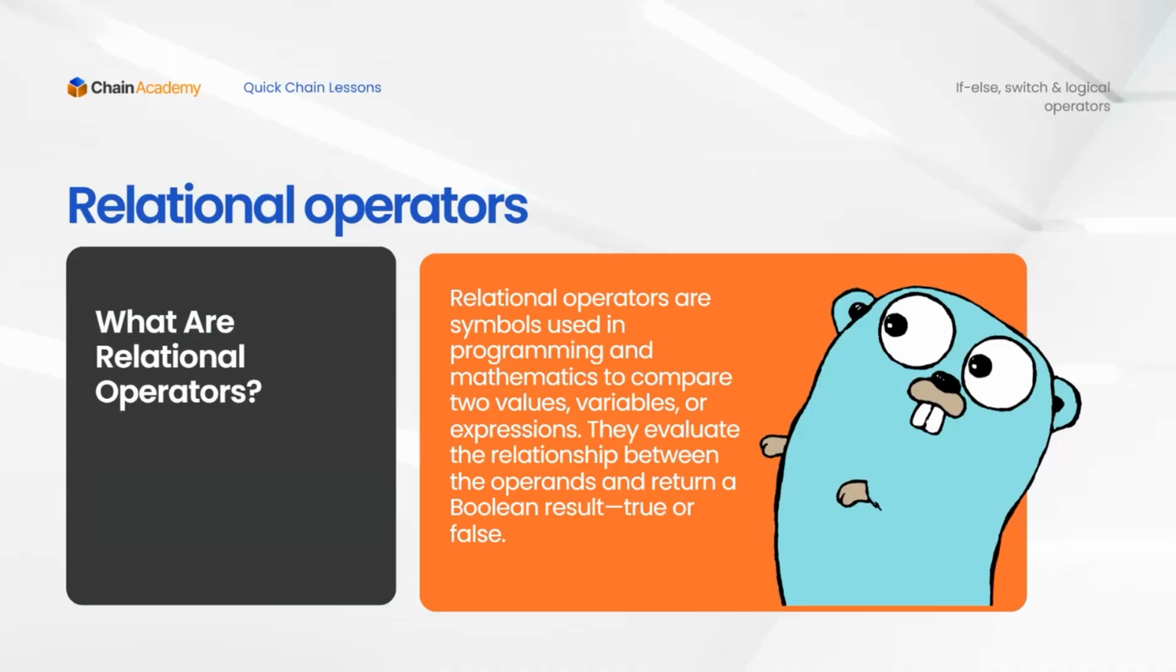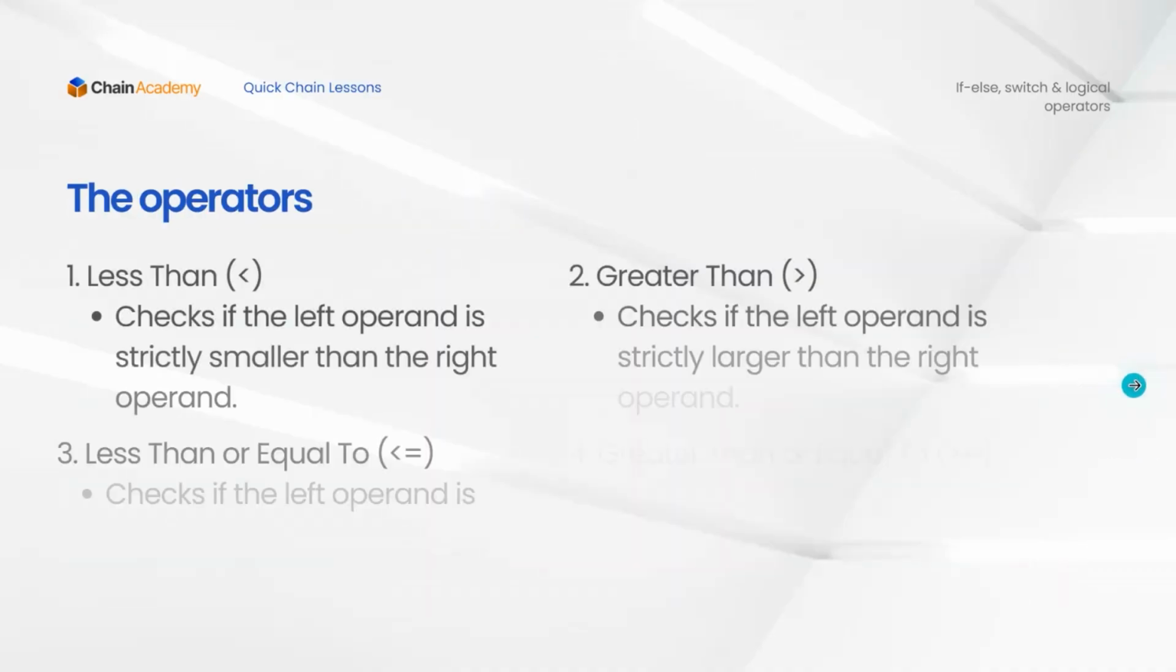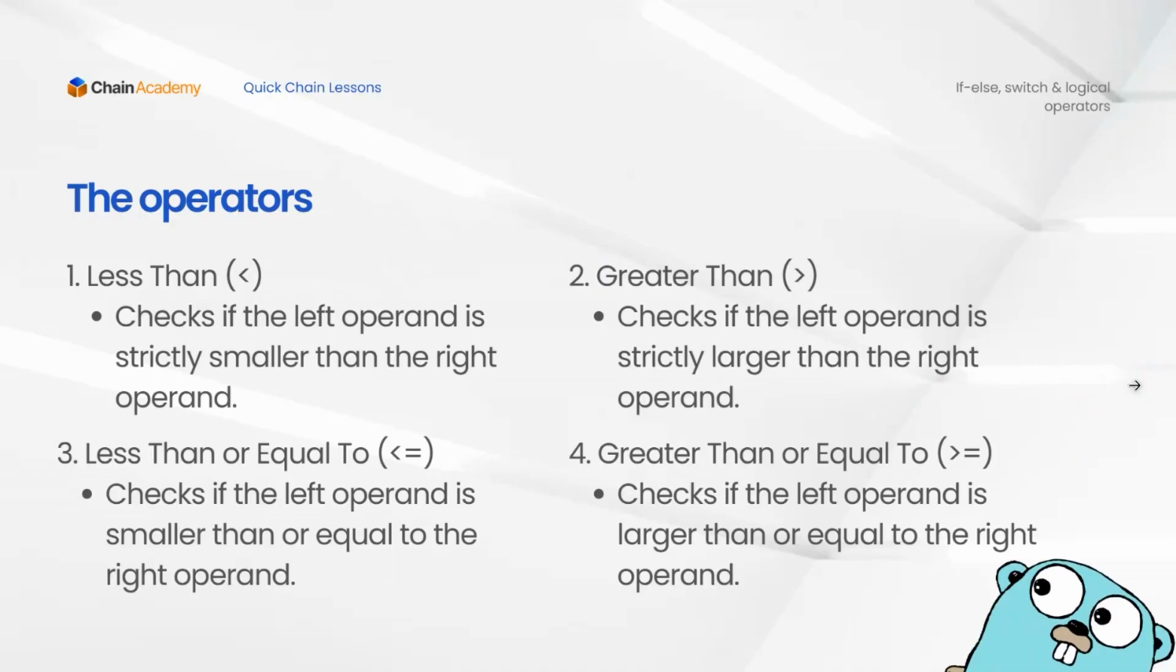So, what are those operators? These are the examples that we have. The first is the less than operator. The less than operator checks if the left operand is strictly smaller than the right operand, while the greater than operator checks if the left operand is strictly larger than the right operand.